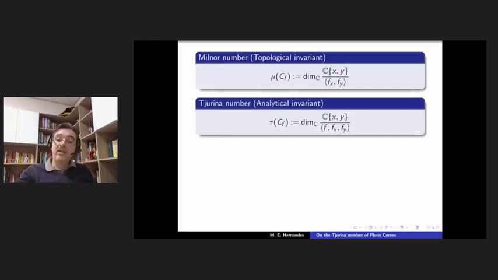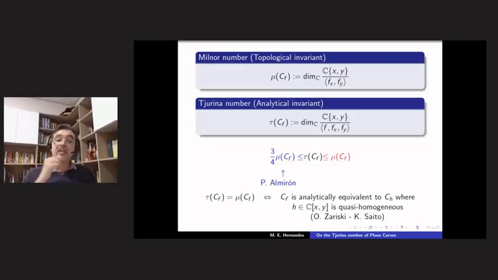With respect to the Tjurina number and the Milnor number, we have the natural upper bound: the Tjurina number is at most the Milnor number. And equality holds if and only if the curve is analytically equivalent to another curve defined by a quasi-homogeneous polynomial. In the plane curve situation, this is proved by Zariski and Saito.